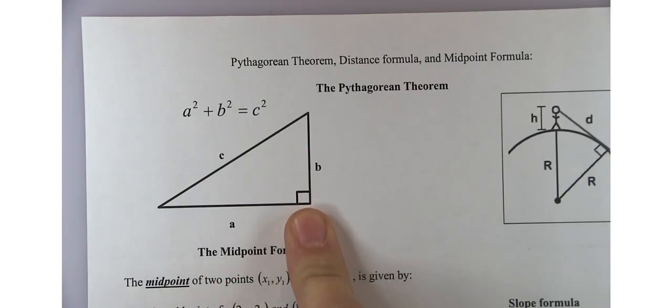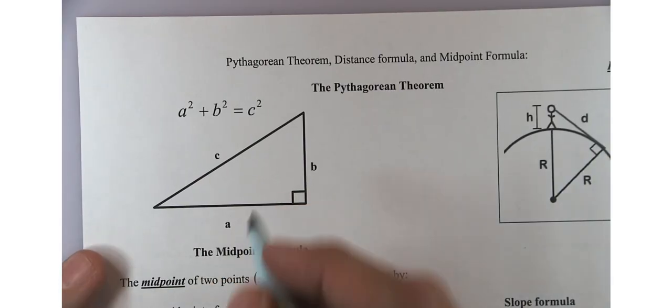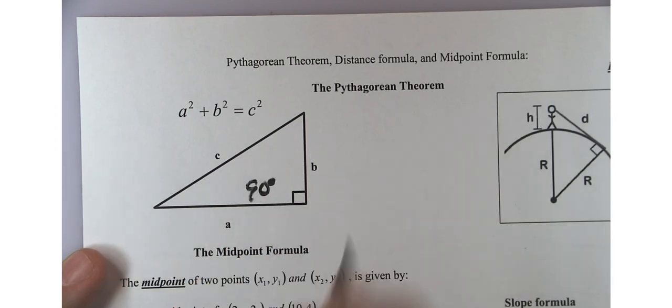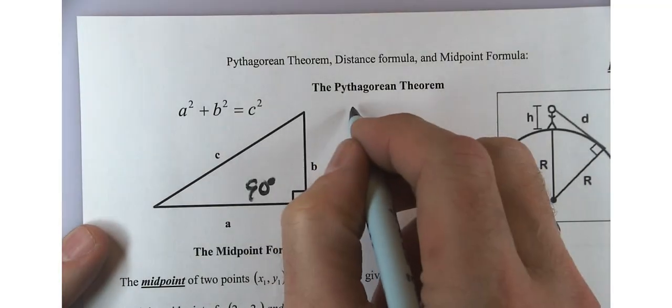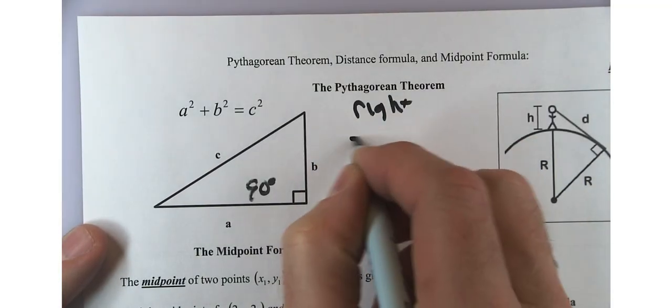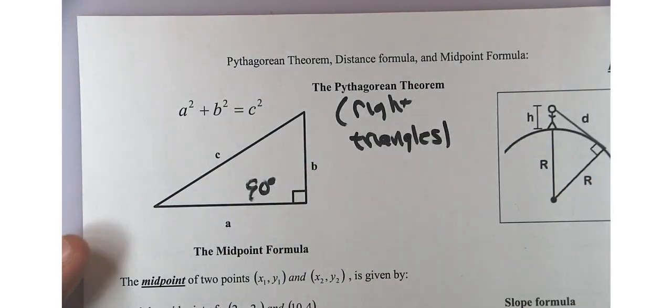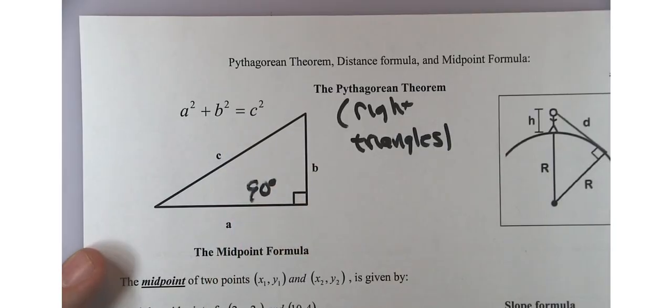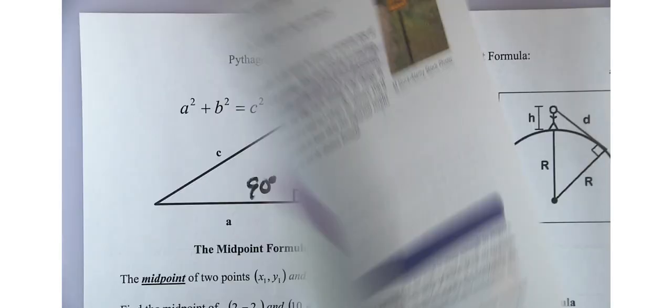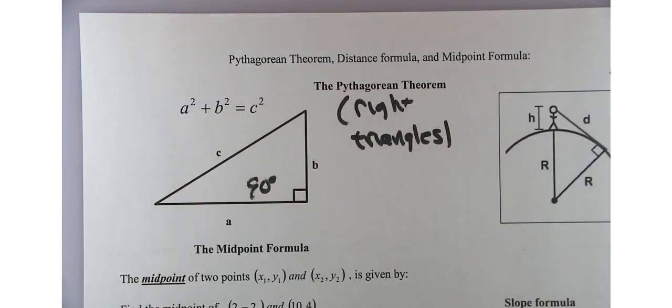What am I meaning by this? Yeah, it's a 90-degree angle. So we got a 90-degree angle. If you have a triangle with a 90-degree angle, it's called a right triangle. So Pythagorean theorem applies to right triangles. And in that right triangle, a squared plus b squared equals c squared. Let's see if we can apply that to this thing right here and figure out just how long that side actually is.